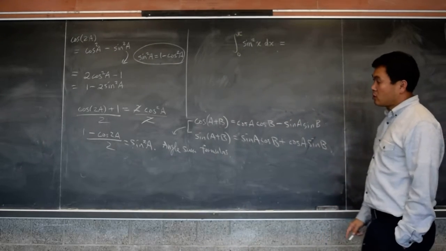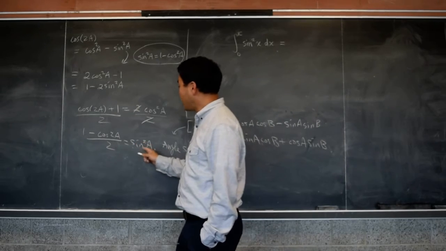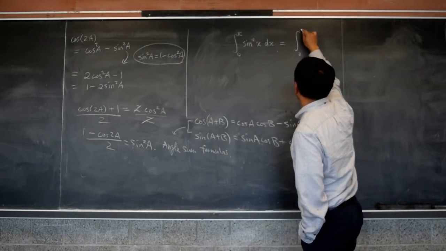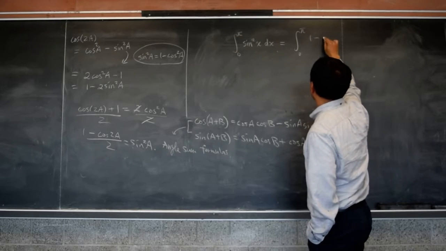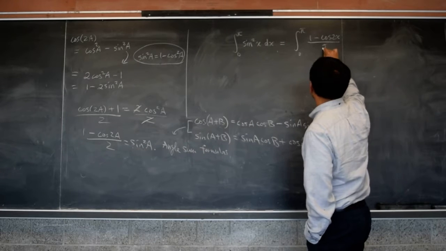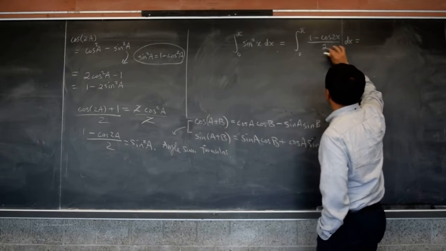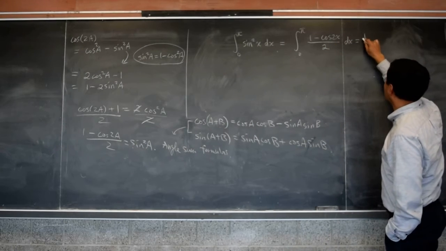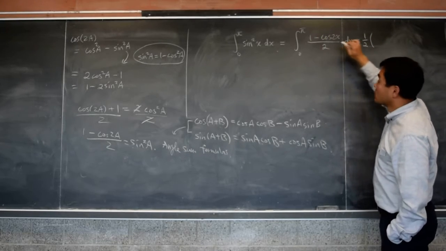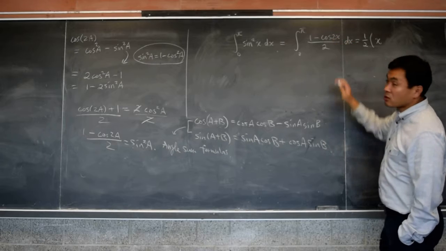You will be using the fact that sine squared of A is 1 minus cosine 2A over 2. So you rewrite it as the integral from 0 to pi of 1 minus cosine 2x over 2 dx. Because 1/2 can be pulled out, you can pull that out. And then integrating 1 gives you x. What's the integral of cosine?